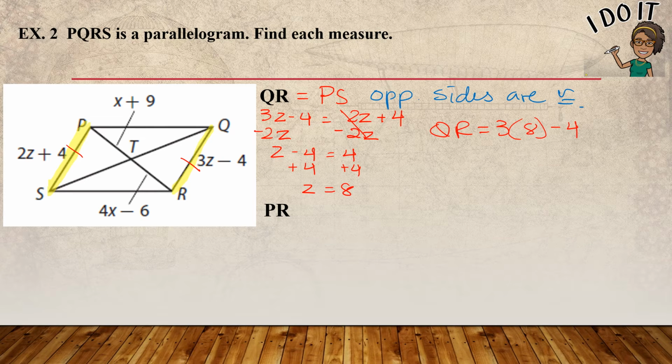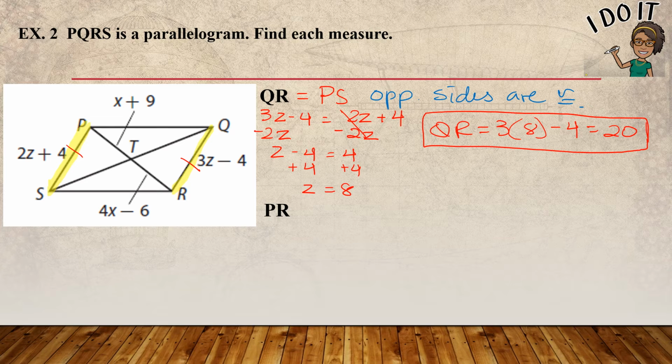So 3 times 8 gives me 24. And 24 minus 4 gives me 20. So that means QR is 20. But how can we know for sure?